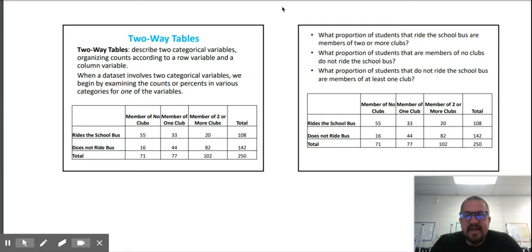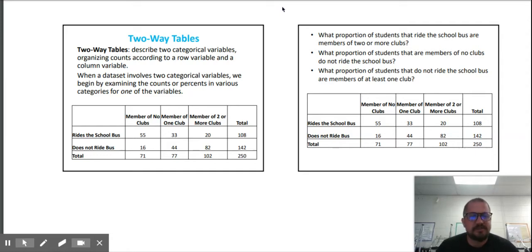And you can see how we have totaled each row. So we know 108 students ride the bus. We know 142 students do not ride the bus. We know there's 250 total students. We also know 71 students are members of no clubs. We know 77 students are members of one club. And we know 102 students are members of two or more clubs.